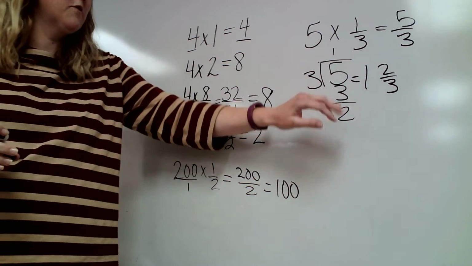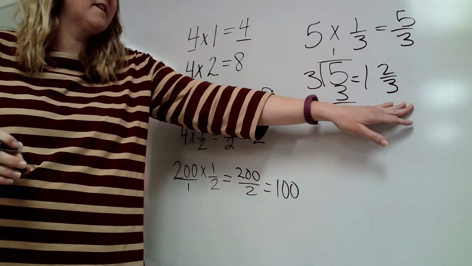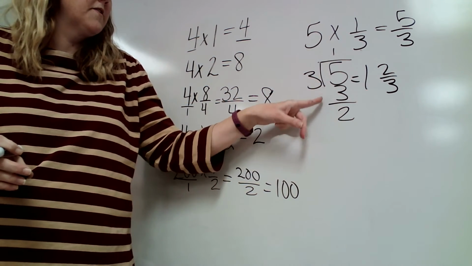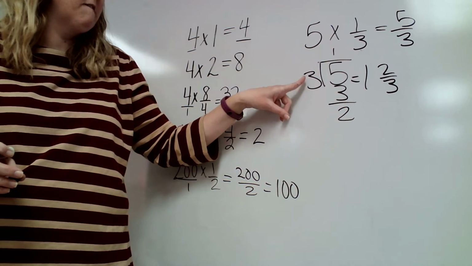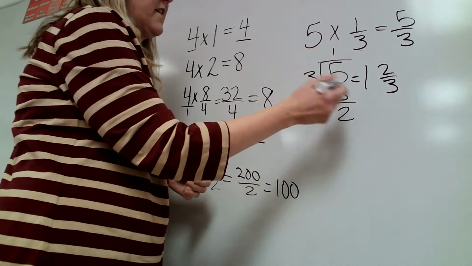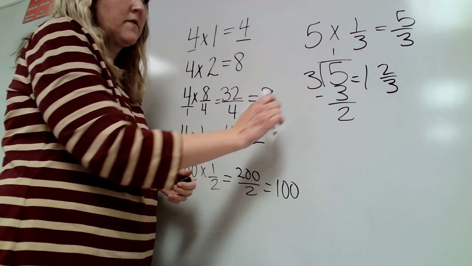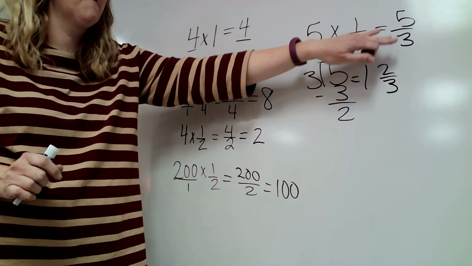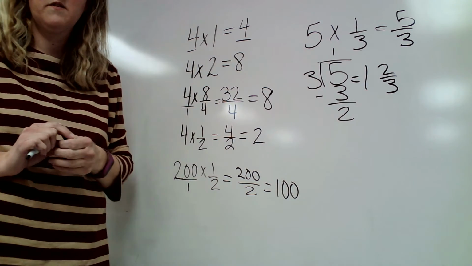And so again, if I wanted to write this as a fraction, the way that I did that, I took my answer and that became the whole number. The remainder is the numerator, and then the divisor is the denominator. So that's how you write it whenever you have an improper fraction and you're changing it to a mixed number.